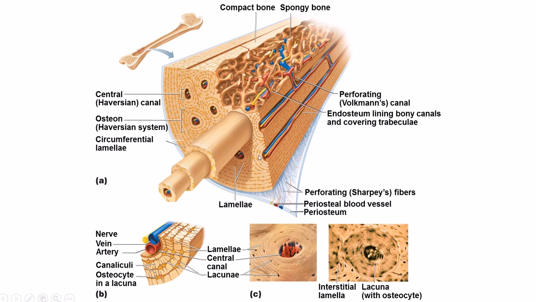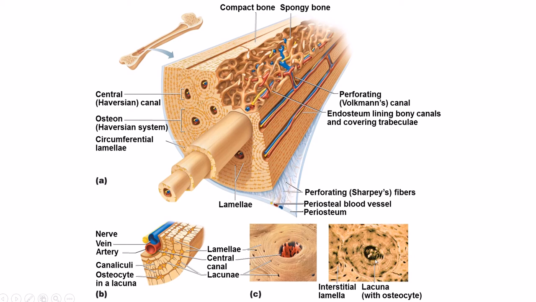Then the central canals of each osteon are also connected by perforating canals, and that's these here, allowing blood vessels and nerves to communicate between the osteons.